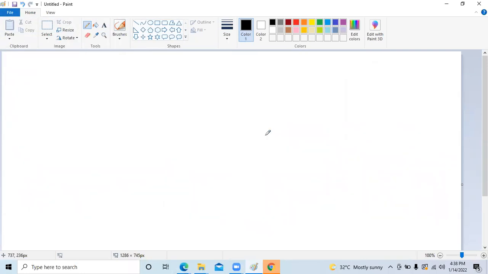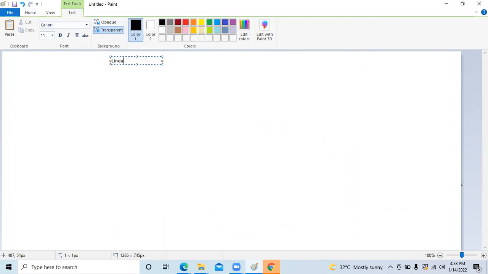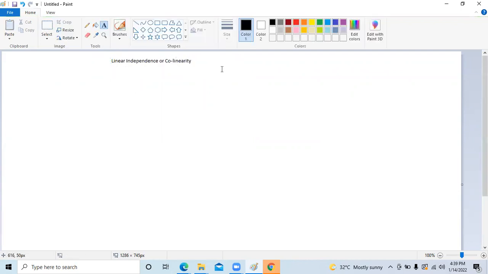So the last topic for today would be linear independence, and it's going to be as short as possible. But I need you to understand it, because when we go into Python, we're going to be testing for co-linearity within our data, and you'll be wondering what the meaning of co-linearity is. So this is what linear dependence is, right? Let me just write it down.